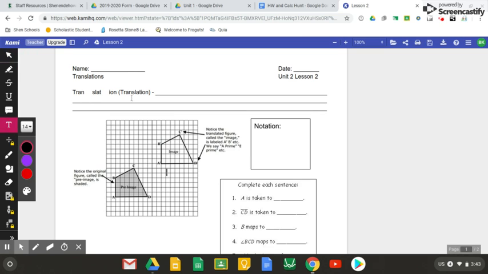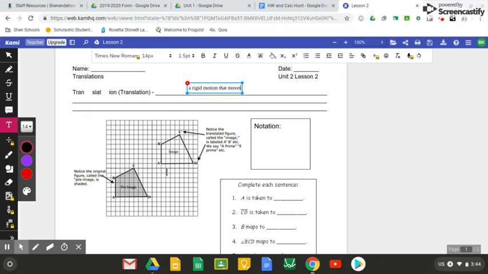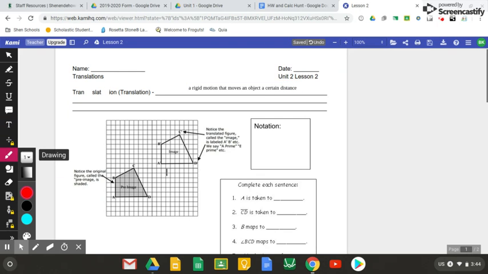All right, so the first rigid motion we're going to talk about is translations. And what a translation is, it's a rigid motion that moves an object a certain distance. So basically, what's going to happen with any object is it's just going to slide all over the place. So, for example, A, B, C, D there, we're just sliding that to A prime, B prime, C prime, D prime.